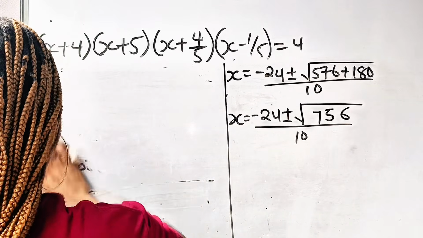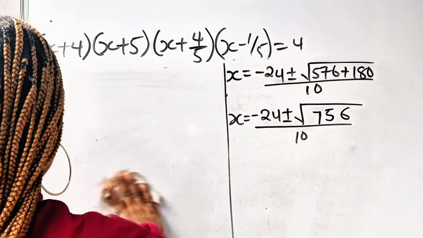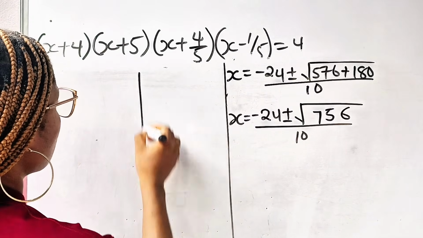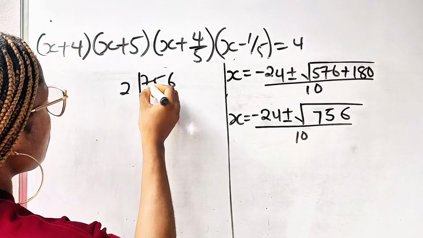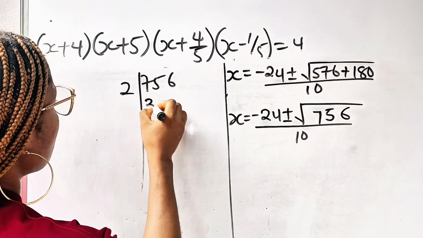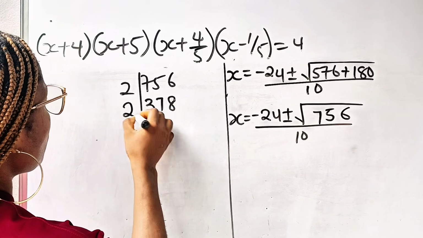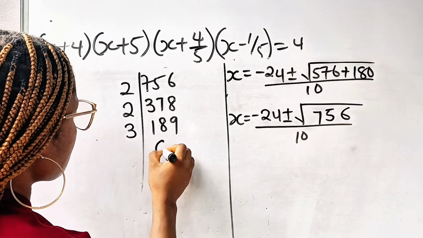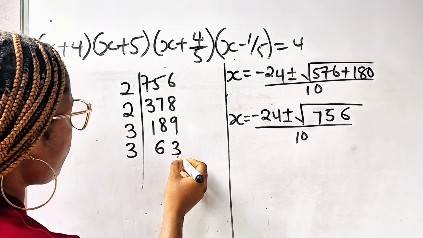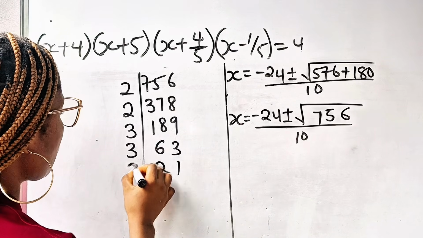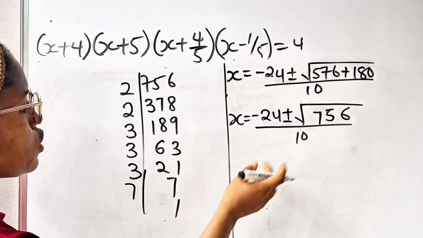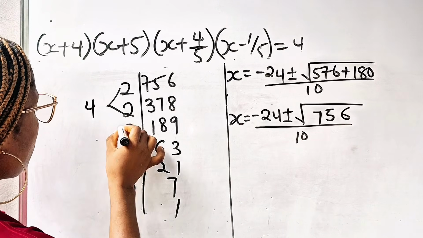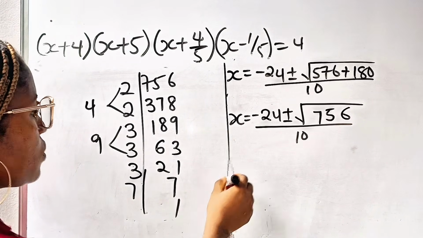So to simplify the surd, what I'm going to do is I'll use my method. So I'll draw a line and I have 756. So 2 we go into this to give us 378. So 2 we go into this to give us 189. 3 we go into this to give us 63. 3 we go again to give us 21. 3 we go to give us 7, and 7 we go to give us 1. Now to pick out what will be here, I'll be picking my double since this is square root. So I have 4, I have 9. 3 and 7 cannot be doubled again.